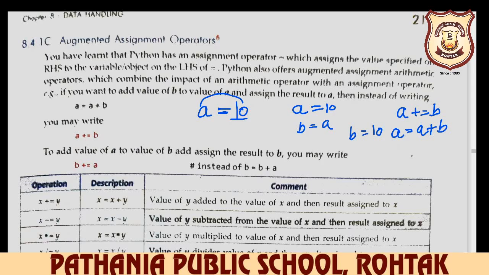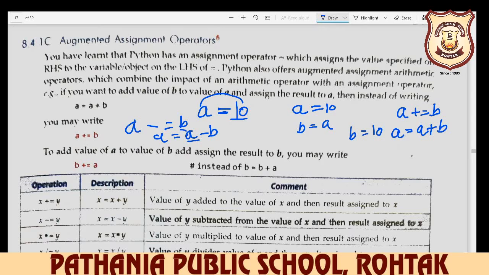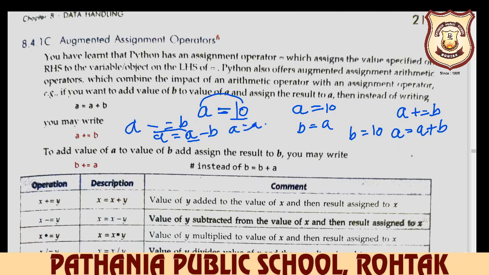For example, we write A -= B. So what is the meaning of this? A is equal to, again write A here and then minus B. So we remove the A with this operator minus and equal to. So you write A = A - B in this form, A -= B.